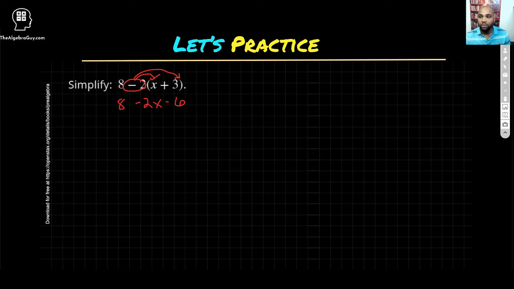So I can simplify this one because I have two like terms. I have a 6. No, I have a negative 6. And I have an 8. Well, 8 minus 6 is just 2. And I can bring down my negative 2x. That's a plus 2.